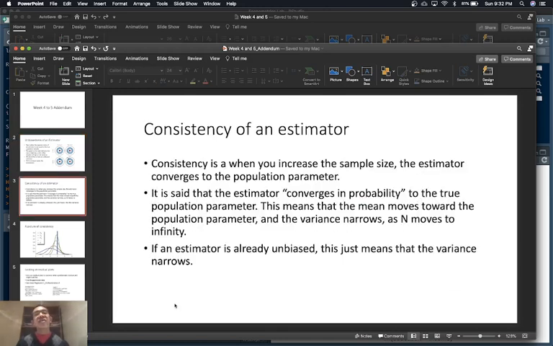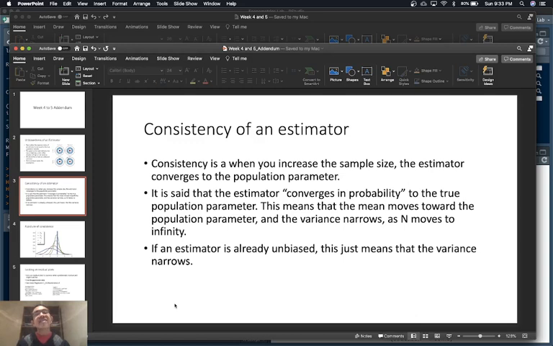Now, consistency of an estimator is a sort of large sample conceptual understanding. You have consistency when, as you increase the sample size, the estimator converges to the population parameter. It is said that the estimator converges in probability, a technical term, to the true population parameter. What this means in practice is that the mean moves toward the population parameter and the variance narrows as n moves to infinity. If an estimator is already unbiased, so the mean is already on the population mean, this just means that the variance narrows as you get a larger sample size.